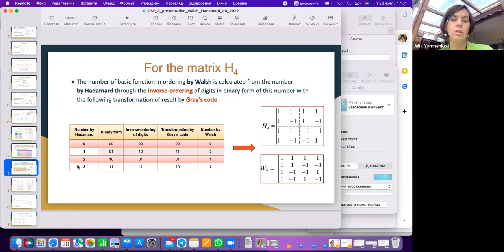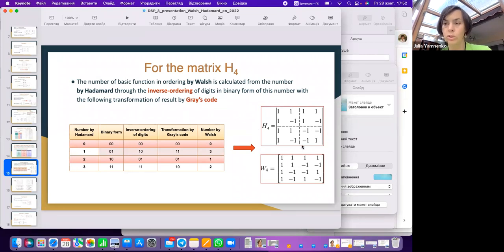In the first column of this table, we have the number by Hadamard. This is a number of a horizontal row in the Hadamard matrix of 4th order. And we know that if we have order equal to 4, it means that we should change the number of rows as well as the number of columns from 0 till 3, totally 4 numbers: 0, 1, 2, and 3. Okay, we do it. And also we construct a matrix of Hadamard.